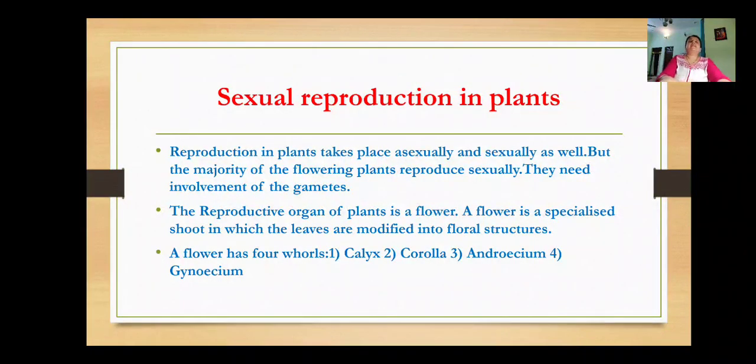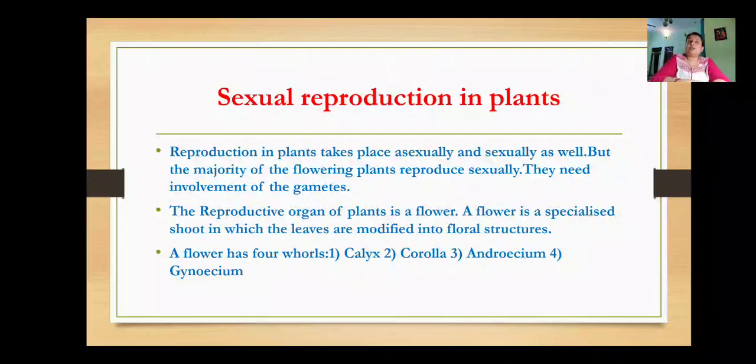Now let's learn about sexual reproduction in plants. We know that plants show both asexual and sexual reproduction, but mostly we can see sexual reproduction here, whereas what we just discussed were the asexual methods. Reproduction in plants takes place both asexually as well as sexually. But the majority of flowering plants, especially those that bear flowers and fruits, reproduce sexually. They need the involvement of the gametes.